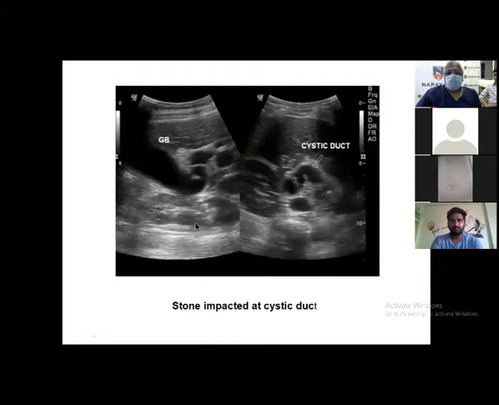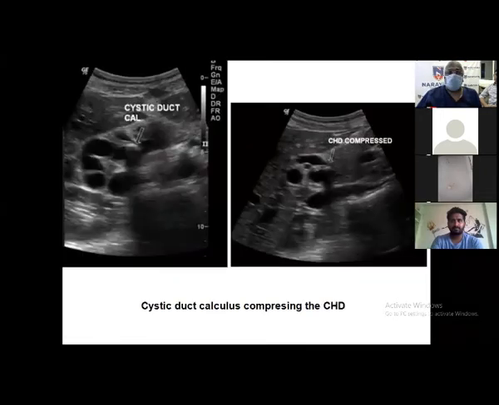That is why. This is the gallbladder, and this is the dilated, this is the compressed cystic duct. Right? Okay, stone impacted. Where is the stone? This is the stone impacted in the cystic duct. This is narrowing due to cystic duct calculus, and the common hepatic duct is compressed.